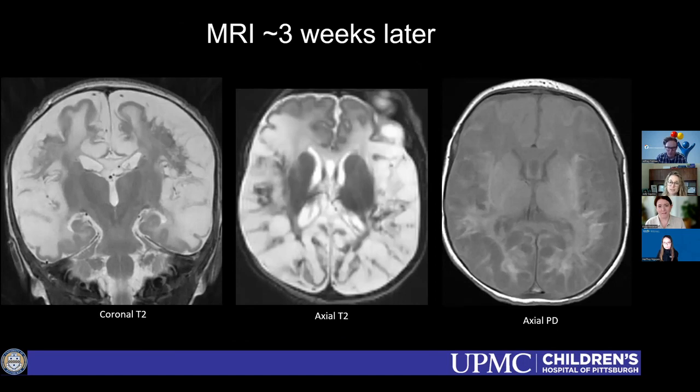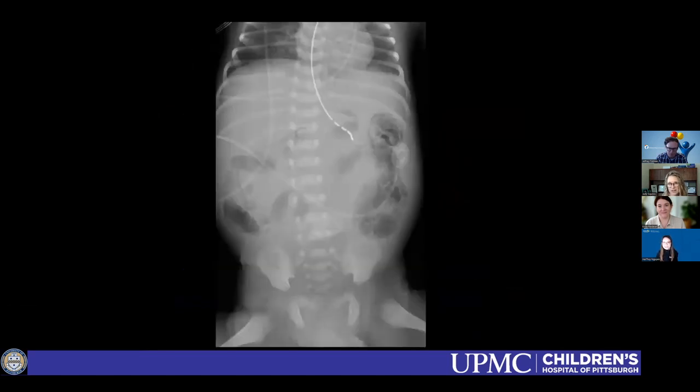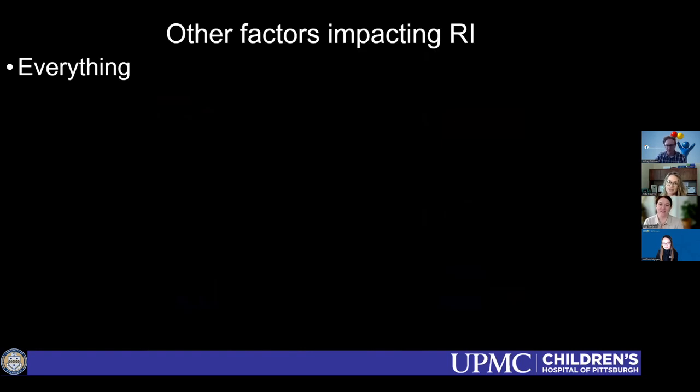But this patient actually is a couple of years old now and is still surviving because there was some sparing of deep structures. A companion case: again, we have a pericallosal ACA Doppler tracing with, OMG, low resistive index, but this was this patient's abdominal radiograph. And this was the best case of pneumatosis intestinalis, where nobody wants to hedge on this. This is legit pneumatosis.